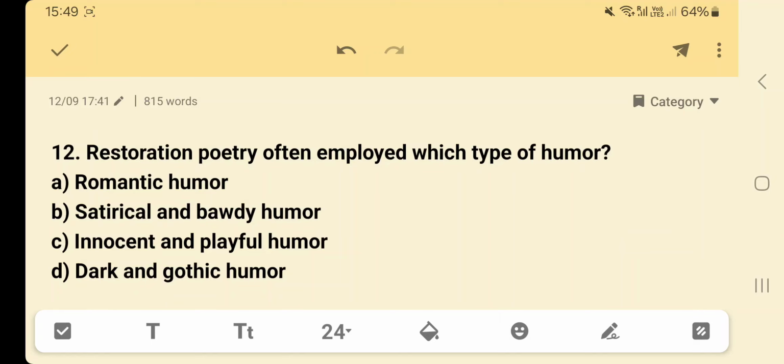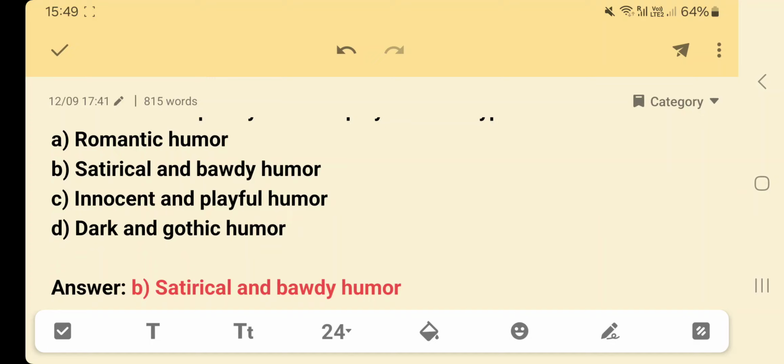Restoration poetry often employed which type of humor? Option A, romantic humor. Option B, satirical and bawdy humor. Option C, innocent and playful humor. Option D, dark and gothic humor. Answer: option B, satirical and bawdy humor.